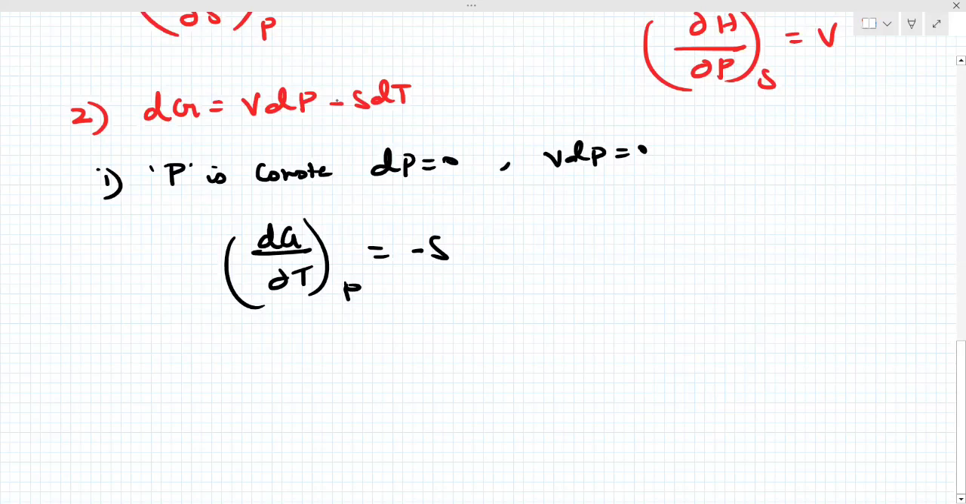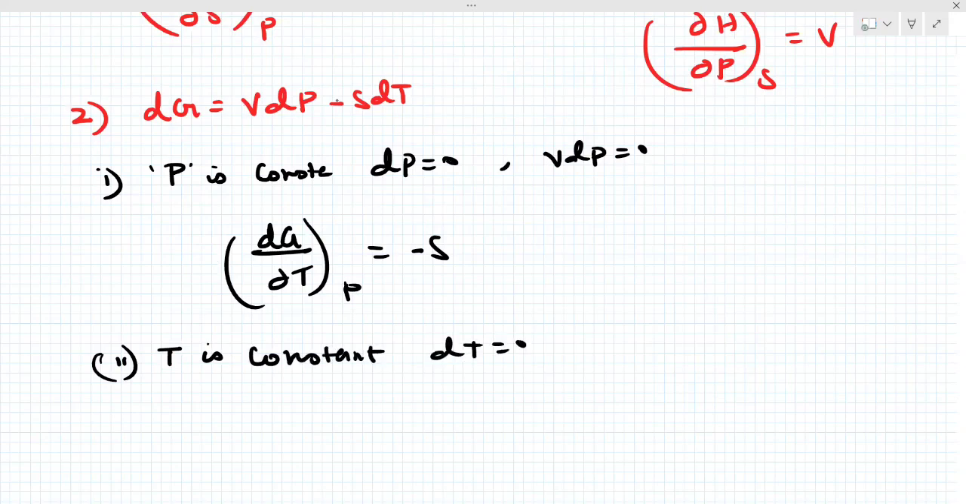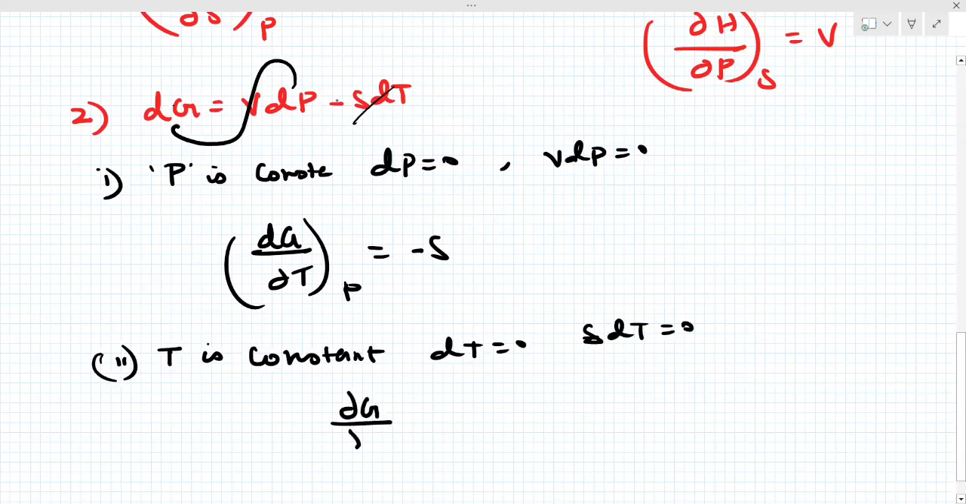Now, in a similar way, second case: temperature is constant. It means dT = 0, so -S dT is equal to 0. Now this term becomes 0, so (∂G/∂P) at constant temperature is equal to V, the volume. Very simple. Third equation.